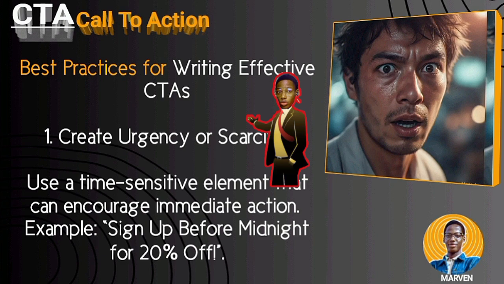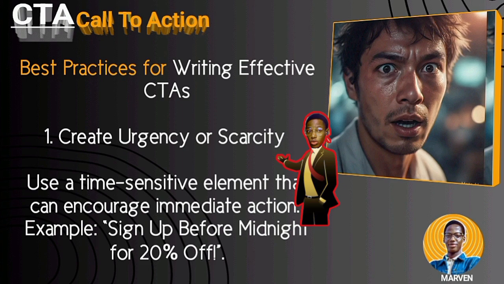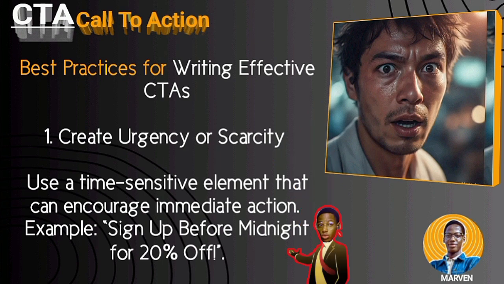Now we're looking at the best practices for writing effective CTAs. The first is for you to create urgency and scarcity. When you don't create urgency, they would always feel that your product is always available, and as a result, they will not take any action. But when you say something like sign up now before midnight for 20% off, now you are telling them the reason they need to take action right away.